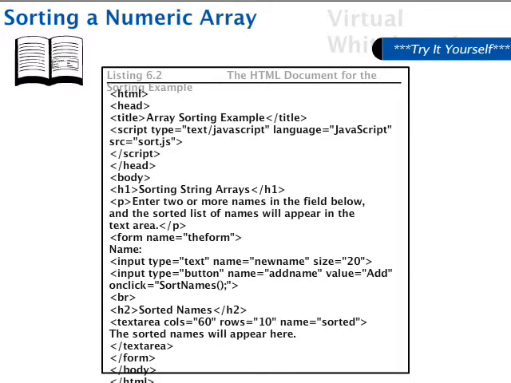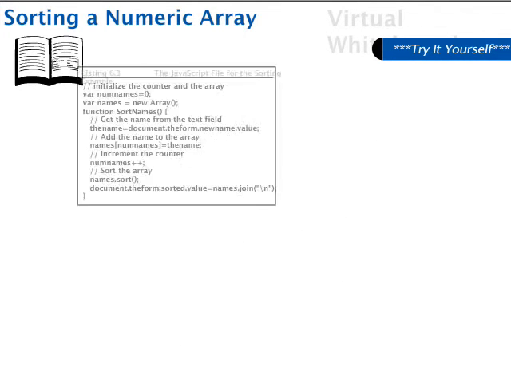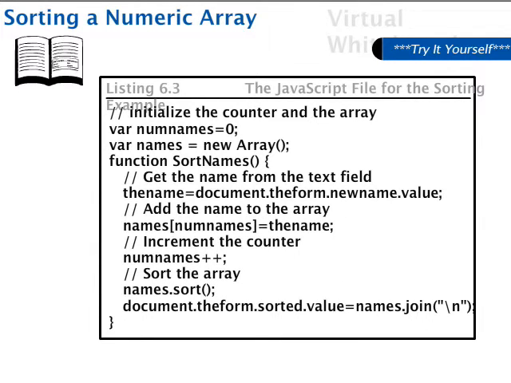Because the script will be in a separate document, the script tag in the header of this document uses the src attribute to include a JavaScript file called sort.js. You will create this file next. This document defines a form named theForm, a text field named newname, an addname button, and a text area named sorted. Your script will use these form fields as its user interface.